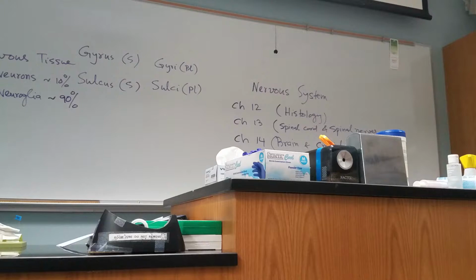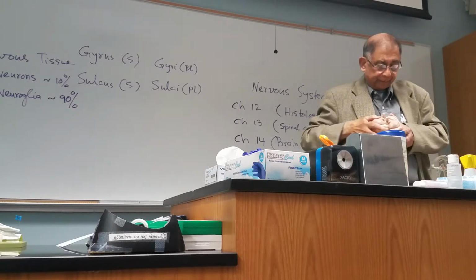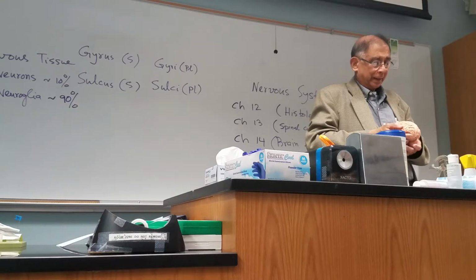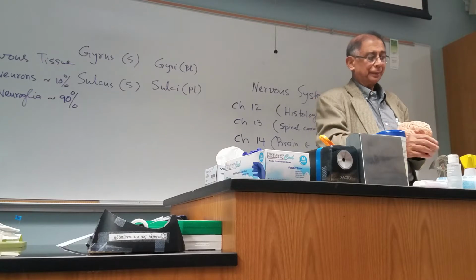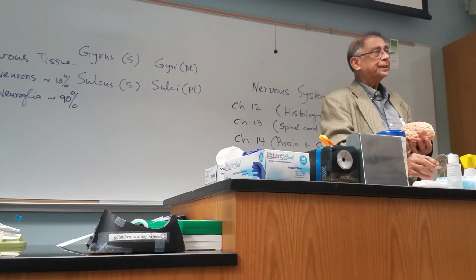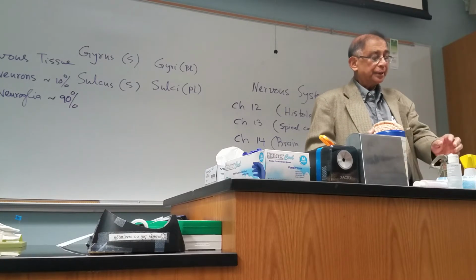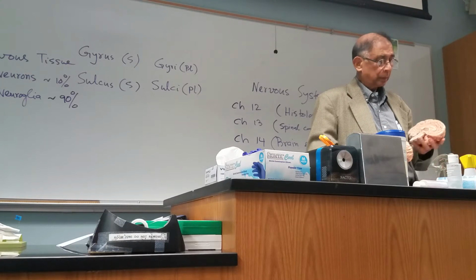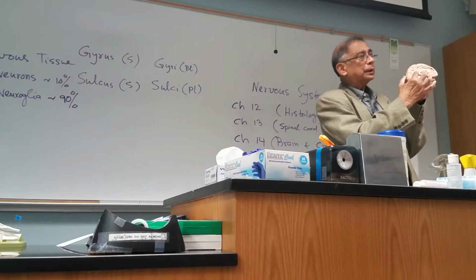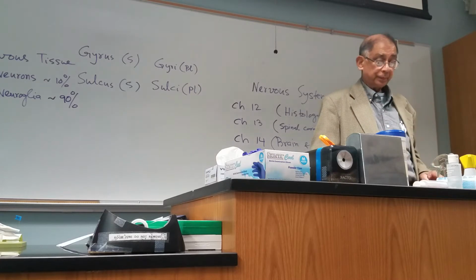Like here, I have a model on brain cavities. Look here, this is the brain. This cerebral hemisphere has a cavity called the lateral ventricle. So this is the right lateral ventricle. This left cerebral hemisphere has a cavity called the left lateral ventricle. You can see the left lateral ventricle here, cavity. The right lateral ventricle here.